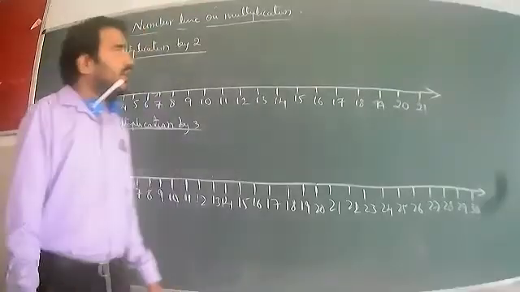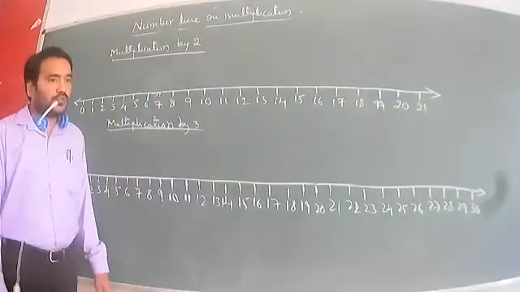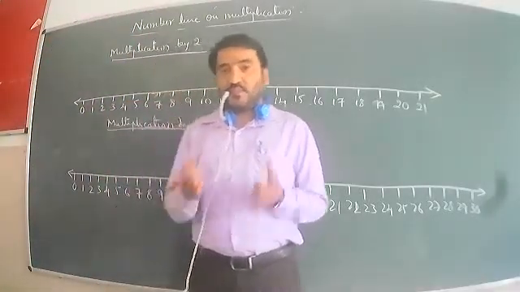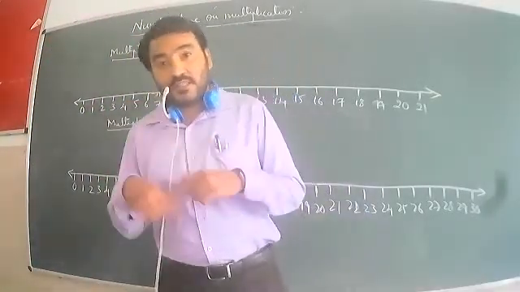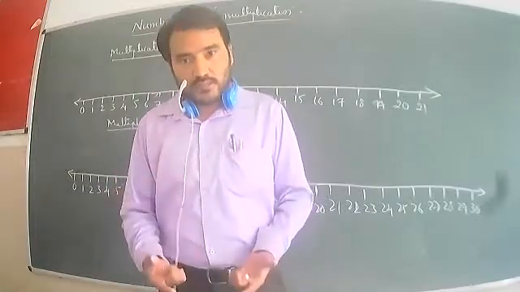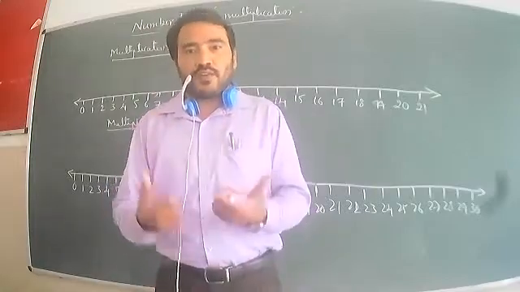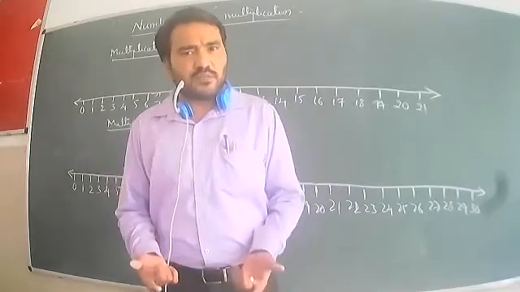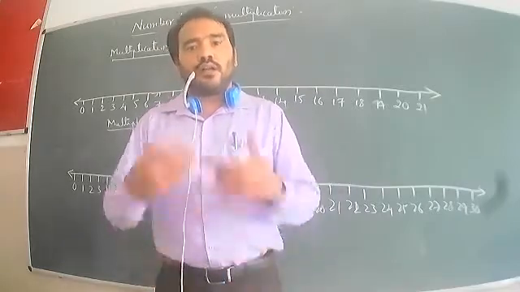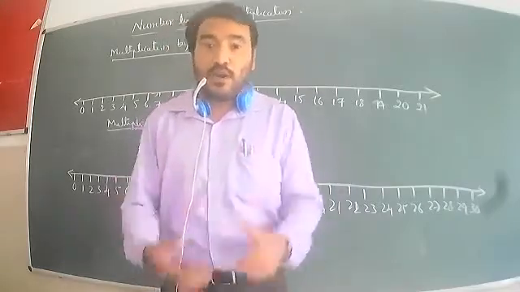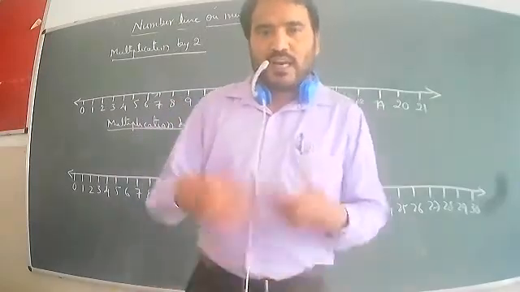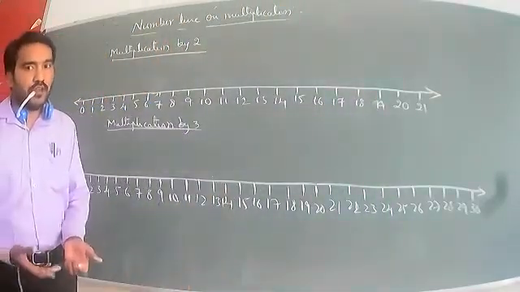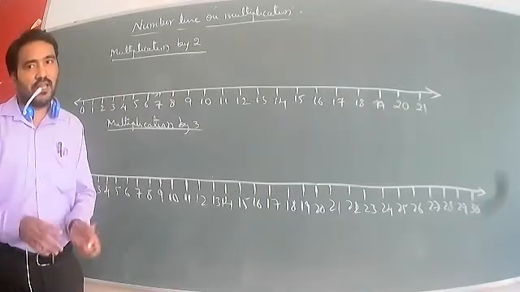Okay, students, I have written a number line. Multiplication is repeated addition, so you know that. Addition means we move forward, not backward. Multiplication by 2 means we keep adding 2 and 2 again and again, so that we finally get the product. So we can easily find out how many times it has been repeated.